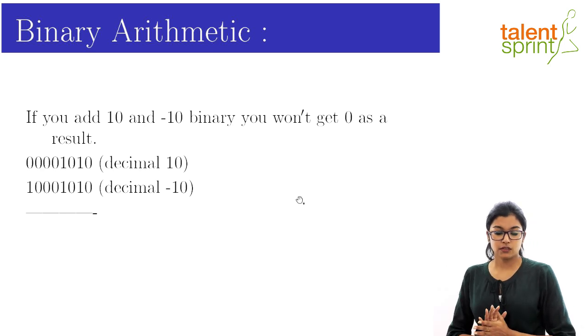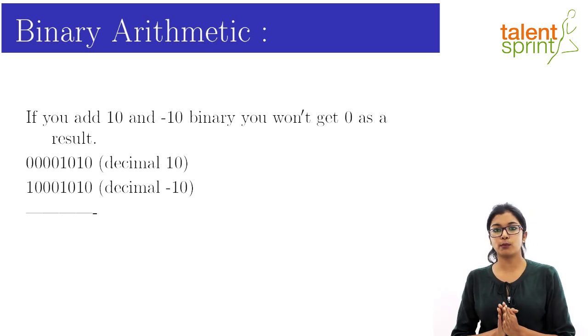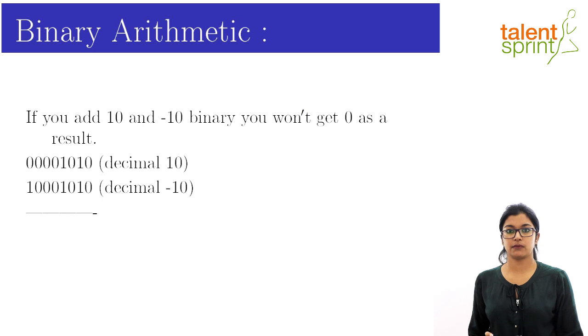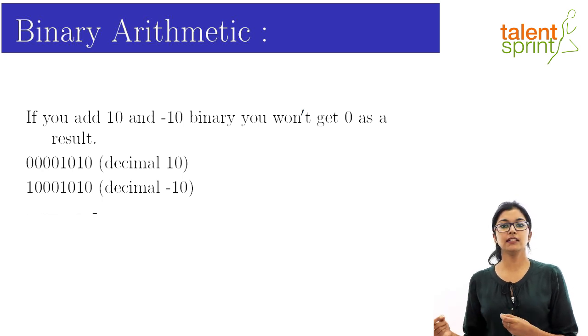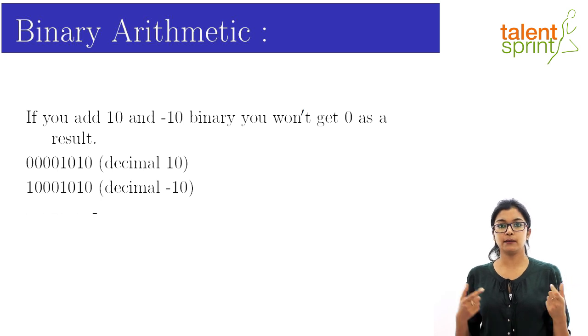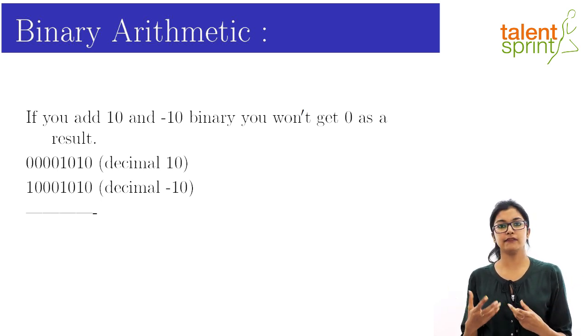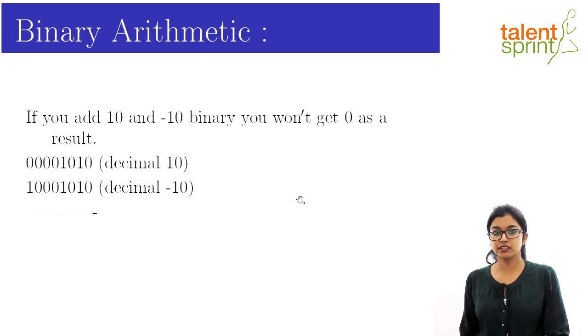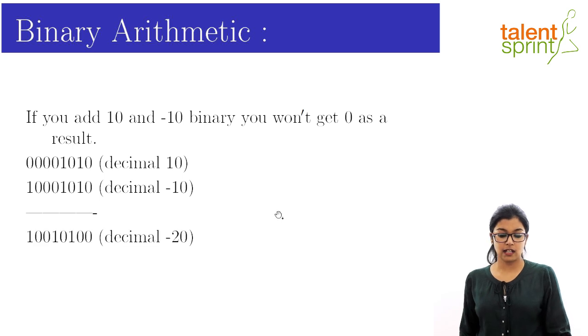Alright. So let me quickly show you what problem we had with this representation system. Now if you add 10 and minus 10 in real life, the answer is 0. Correct? So mathematically, if you are adding 10 and minus 10 or 5 and minus 5, answer should come out to be 0. But by this representation system, if you add 10 and minus 10, the answer doesn't come out to be 0, it comes out to be minus 20.